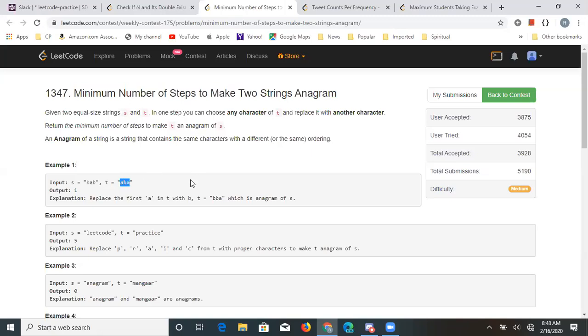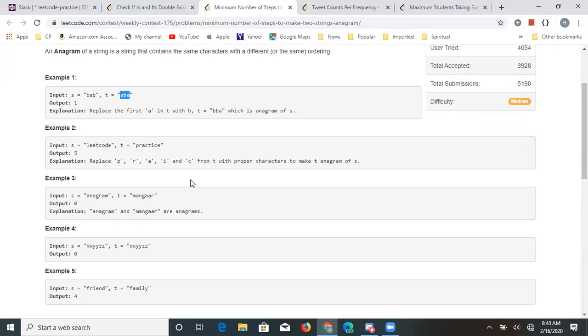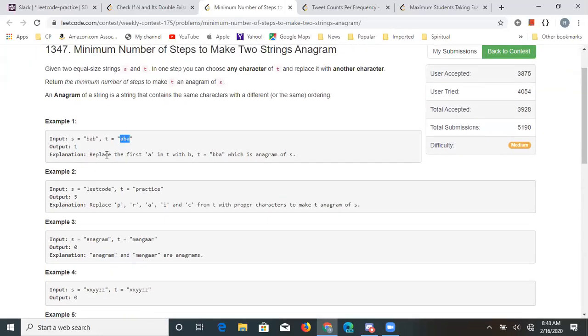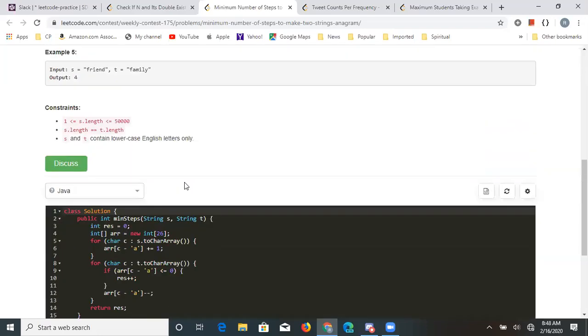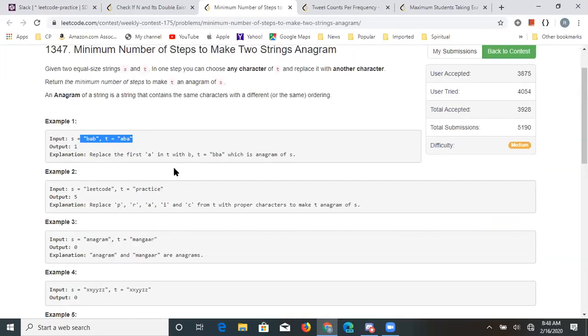But in this problem, sometimes maybe they are already anagrams, like in the third case, but in some cases they are not. Then you have to tell how many characters you will replace to make the second string an anagram of the first string. Can you please repeat the problem? Yeah.